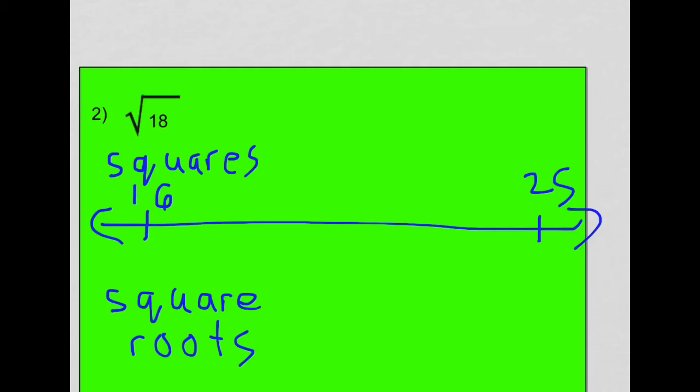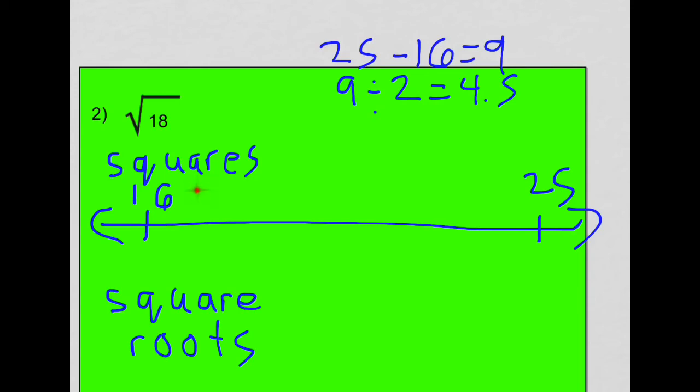I'm going to find the space between 16 and 25. Well, 25 minus 16 is equal to 9. And then to figure out the midpoint, I'm going to do 9 divided by 2, or cut 9 in half. 9 divided by 2 is 4.5. So if I add 4.5 onto 16, I'm going to get the midpoint of this number line. The midpoint of this number line is 20.5.